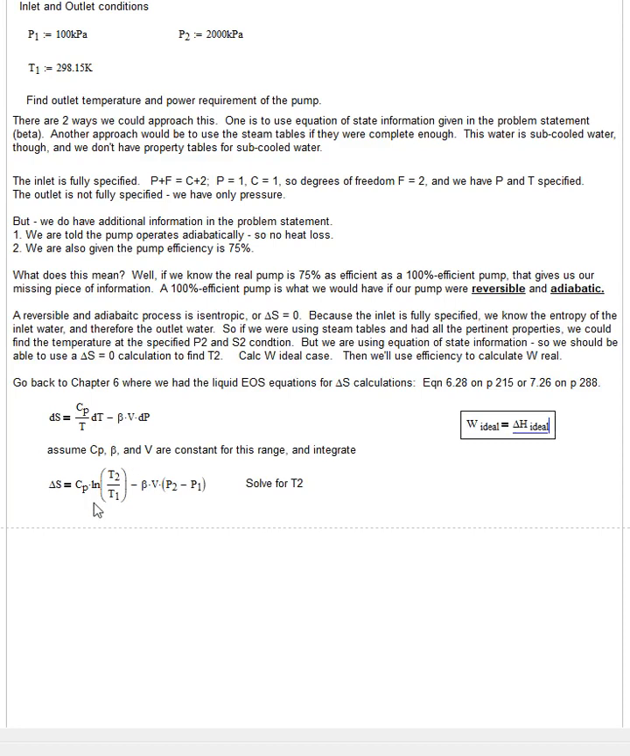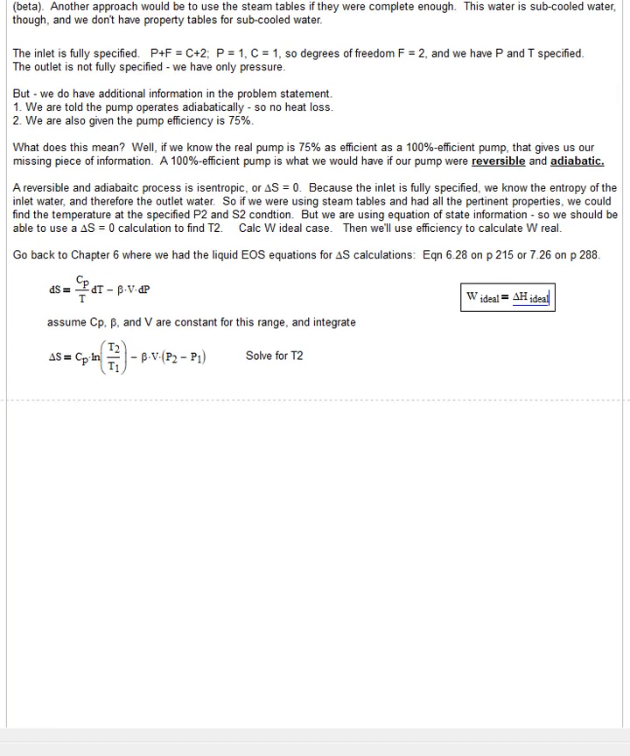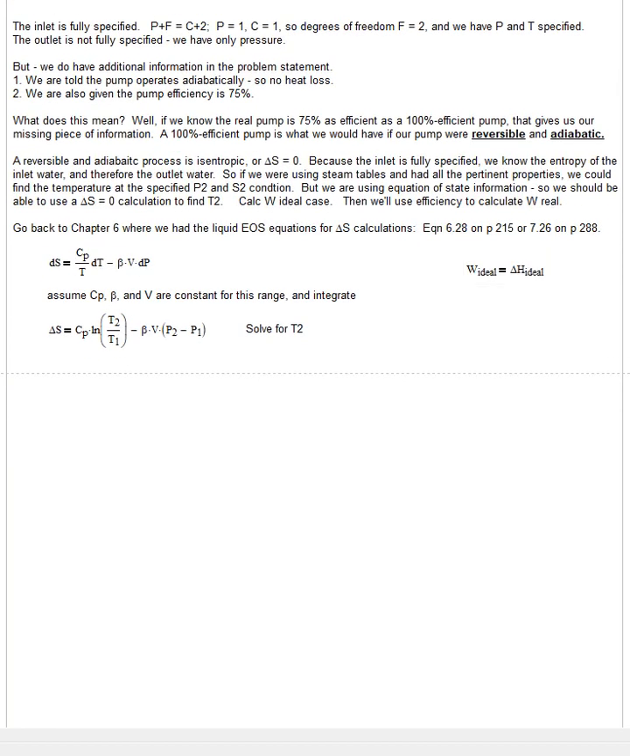So that's why what we're trying to do first, we're going to use this delta S equal to 0 to solve for T2. That will enable us to calculate delta H for the isentropic process, which will give us W for the isentropic process, and then we'll divide by the efficiency to get the work for the real process. It might seem a little convoluted now, but hopefully as you get used to doing these problems, it'll make sense.